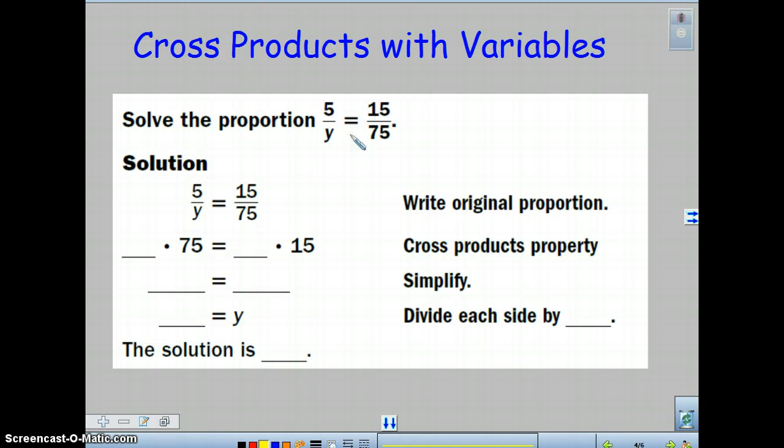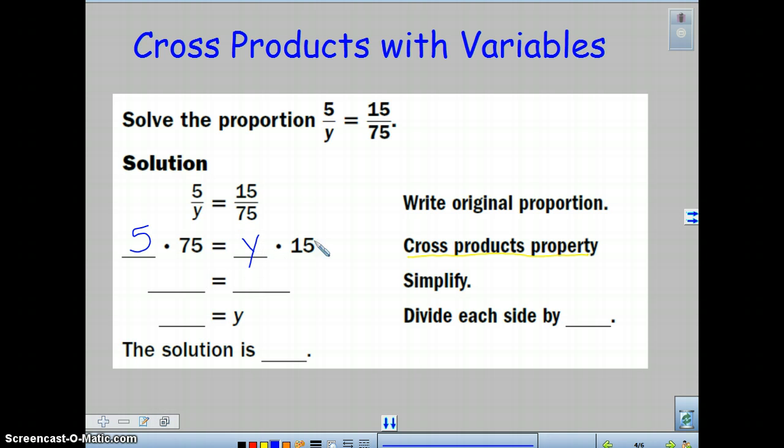All right. So, how are we going to do this? Well, this is pretty much the same question that I just asked you, just with different numbers. So, we're going to solve the proportion 5 over y equals 15 over 75. So, we write the original, and now we're going to use what's called the cross products property. And that's just a fancy way of saying you're going to take the 5 and multiply it. Let me change colors real quick. Blue is fine. 5 times 75 and the y times 15.